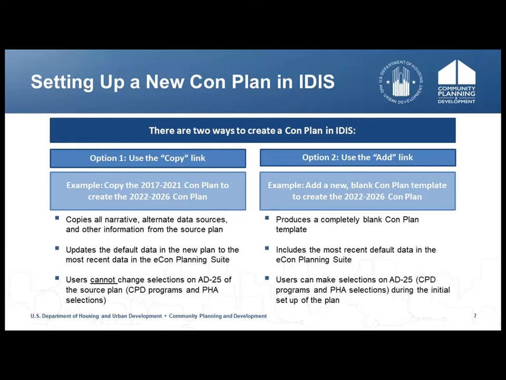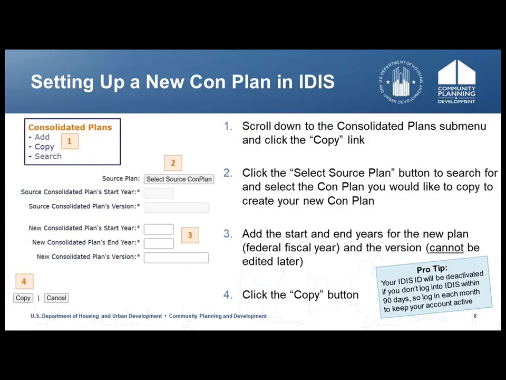So this is the process for creating a new con plan for states and entitlement communities. The process is very similar for Consortia, but we'll touch more on that shortly. Now we'll quickly walk through the steps for creating a new con plan, beginning with option one. Don't worry about trying to take notes right now during the presentation. These slides will be made available after today's webinar.